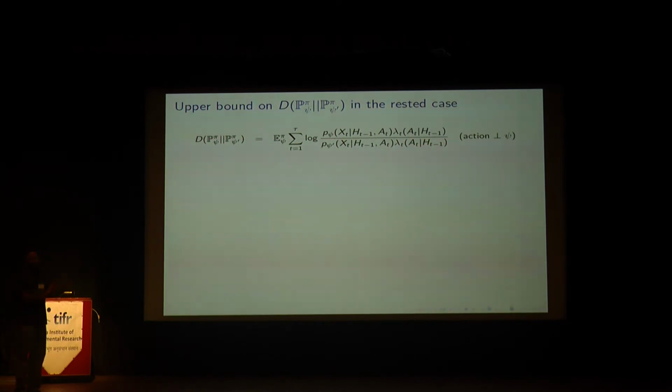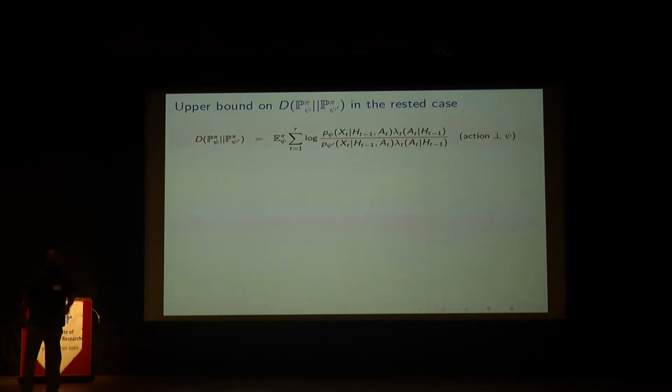I apologize for the details that I'll put here, but I think it's important to indicate where the difficulty is when we move from the rested case to the restless case. So what happens in the rested case? In the rested case, you can write down the relative entropy. The relative entropy is just the expectation of the log of the likelihood ratio.